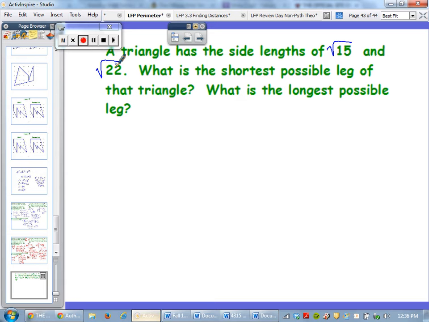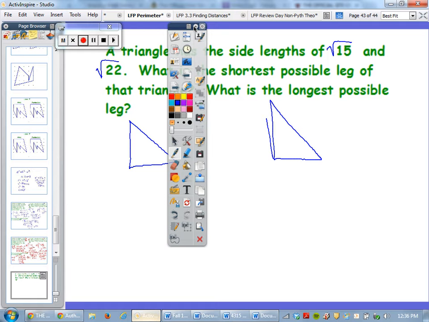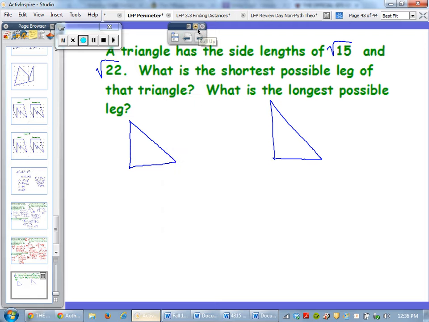Okay? It's saying these are two side lengths. We're not telling you whether they're hypotenuse or their legs. We're not telling you any of that. We just want to know what could be the longest side length, what could be the shortest. So I got to draw two pictures. There's no way I'm going to figure this out without drawing two pictures. So here's my first triangle. Here's my second triangle. These are not very good right triangles. But I'm no artiste.